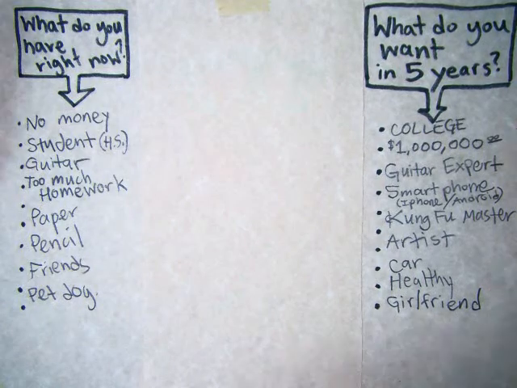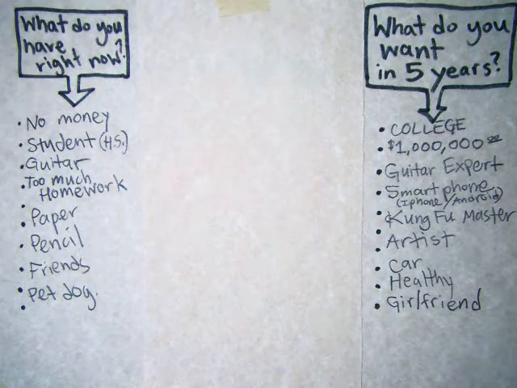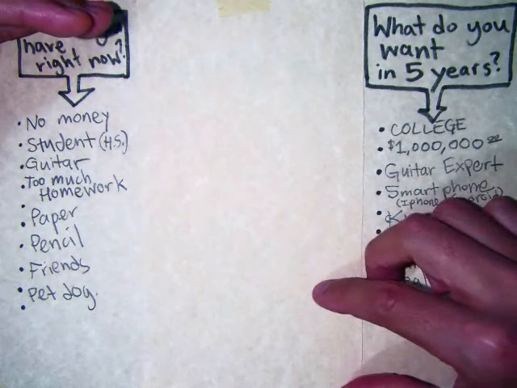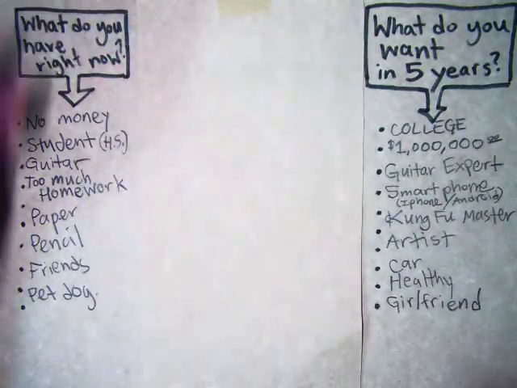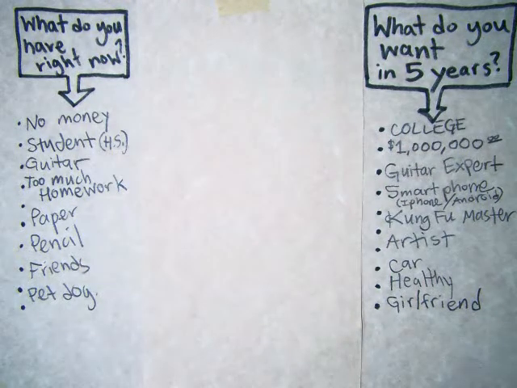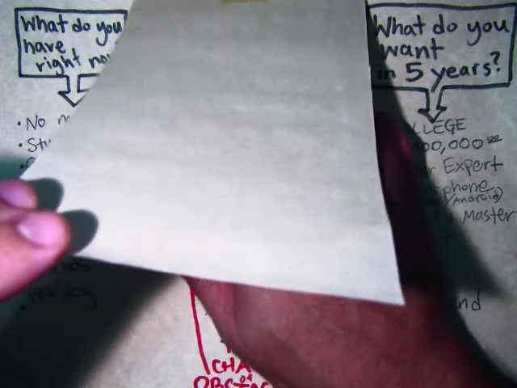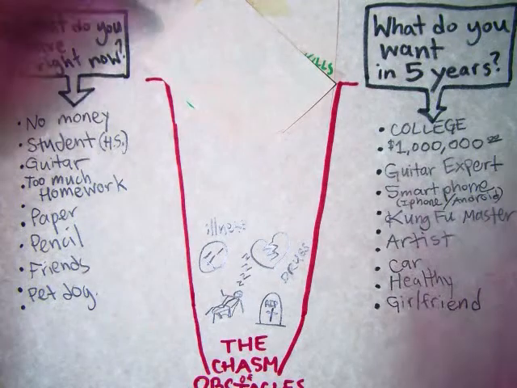So now on your piece of paper you should have these two lists. One is, again, what do you have right now, and what do you want in 5 years. Now in the middle you are going to draw a little canyon, or a valley, right? Let's cover this first.